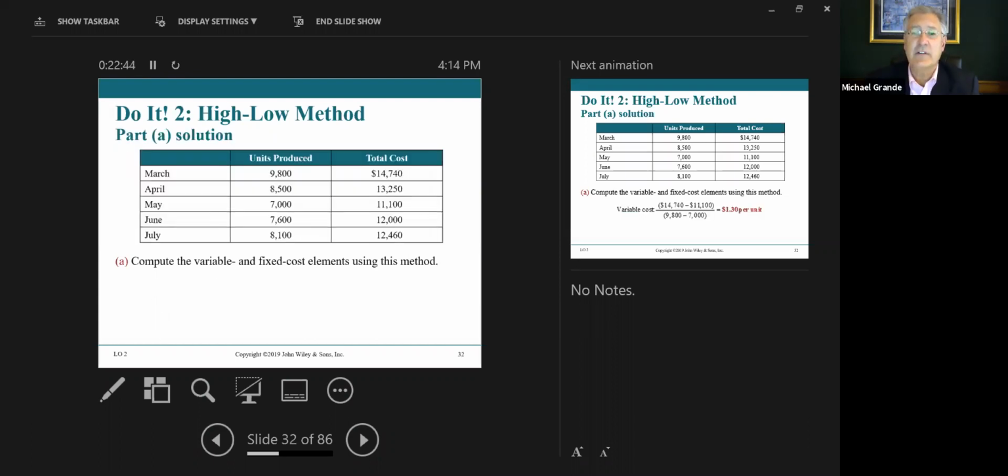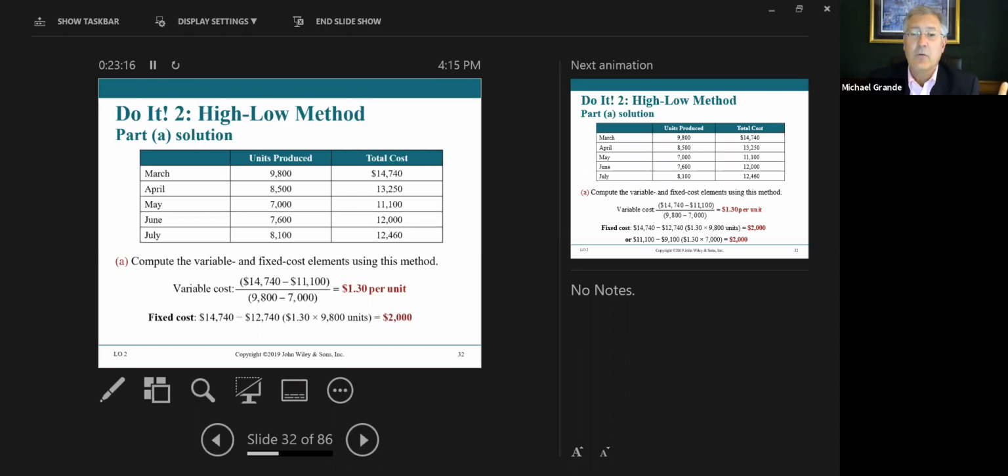So let's take a look at how they did this. Compute the variable and fixed cost elements using this method. So the variable cost per unit is $1.30. You have to say which is the high activity month. It is clearly the 9,800 units in March. The low is obviously May at 7,000. So you take the high dollars minus the low dollars, divided by the high activity minus the low activity, variable cost per unit, $1.30. We then want to isolate the fixed cost.